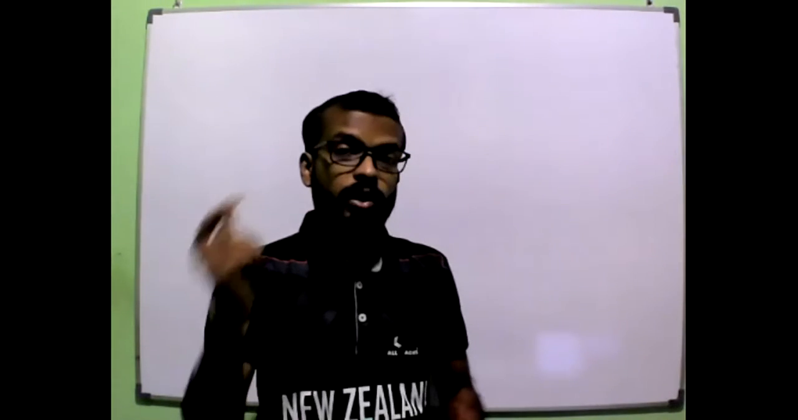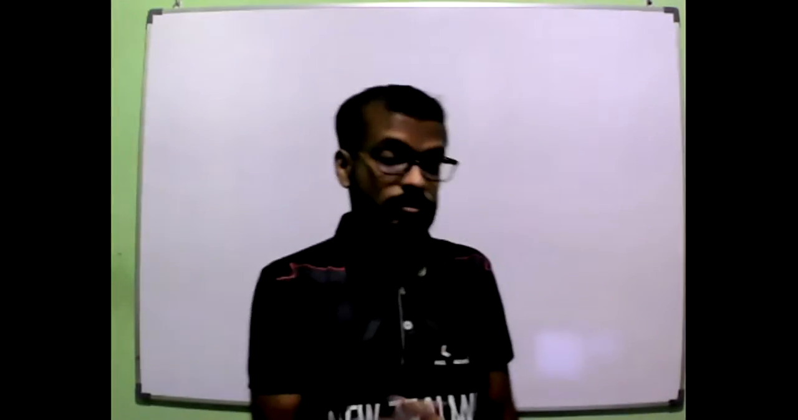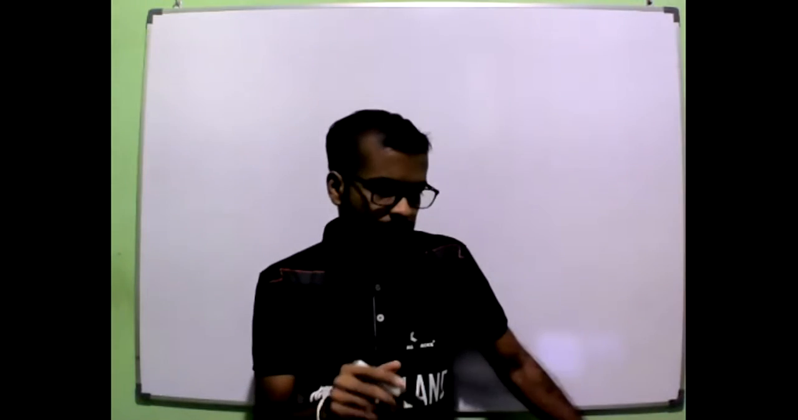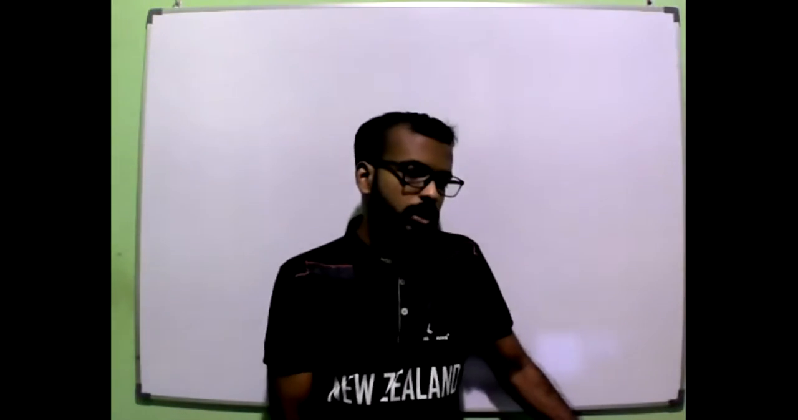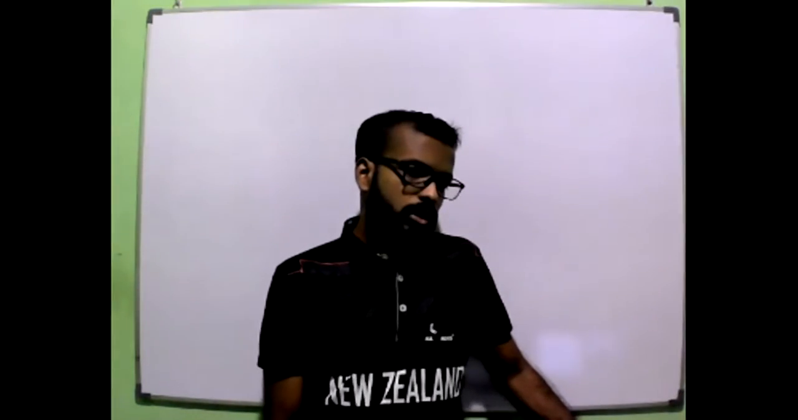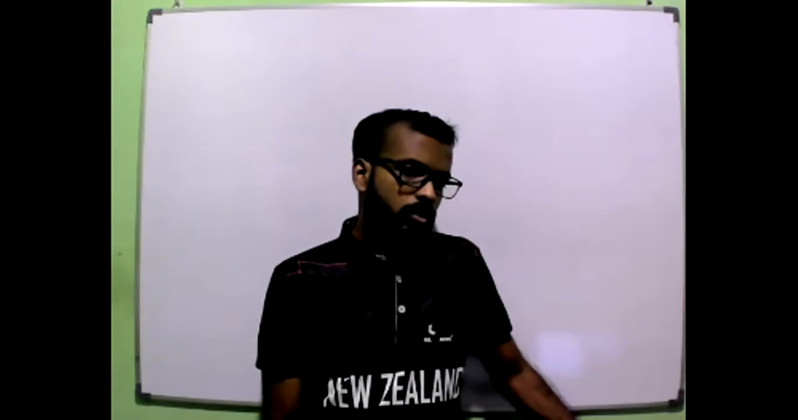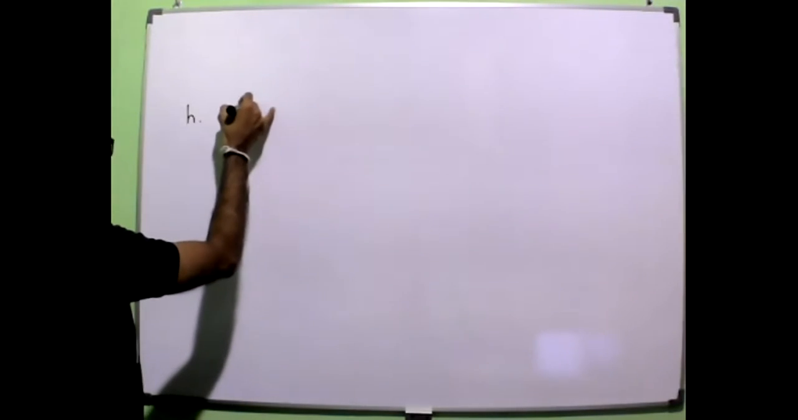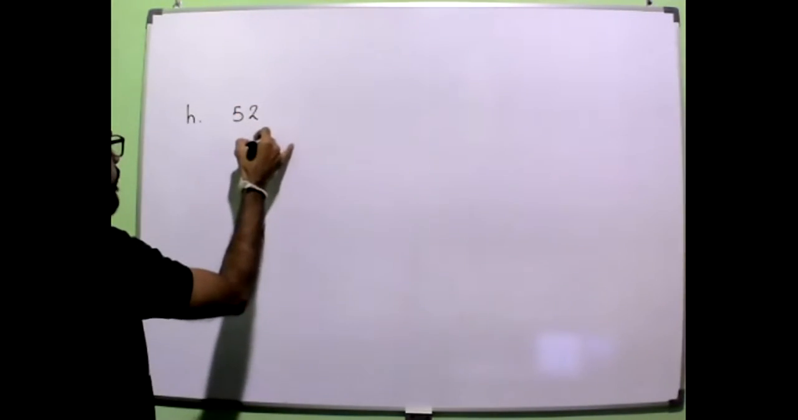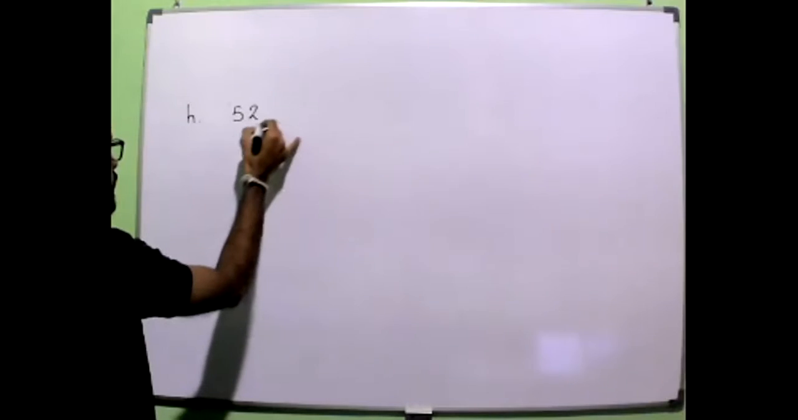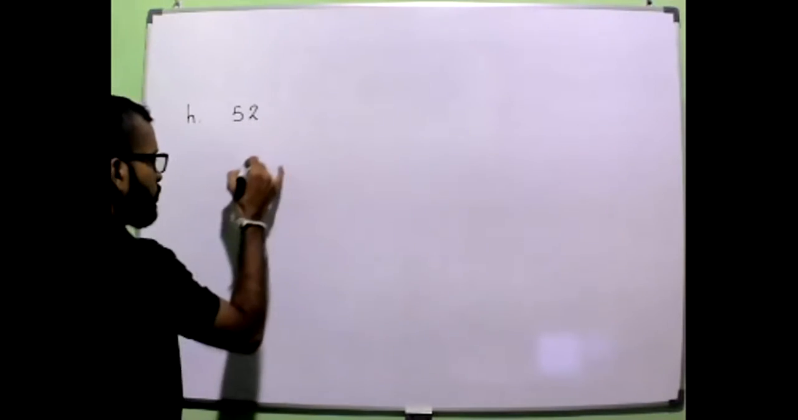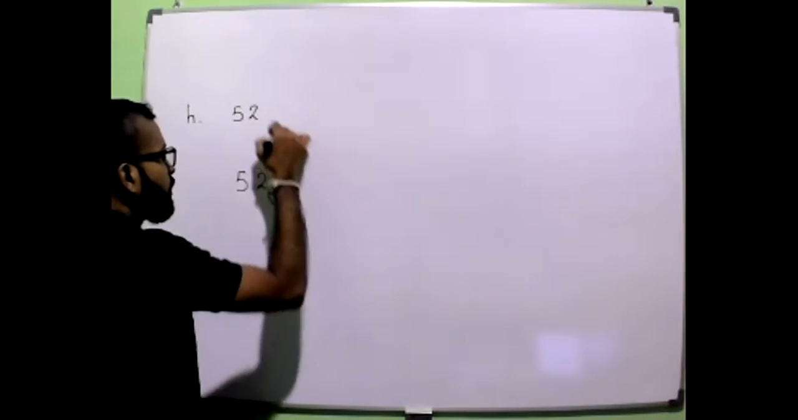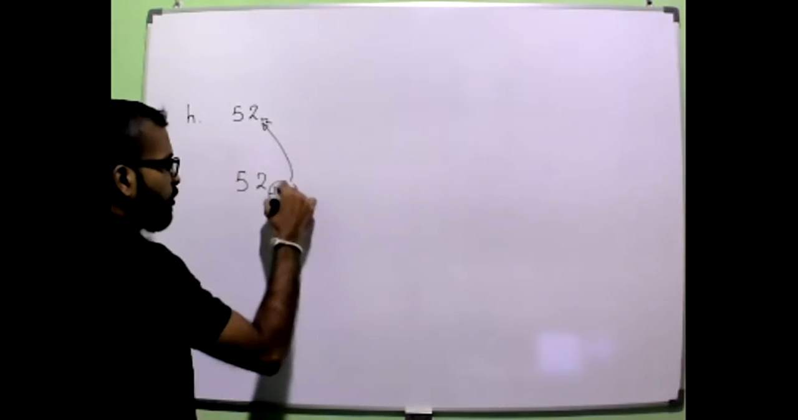So I will remind what we have done in the previous session, right? From exercise 2.1, I will pick 2 or 3 examples. So let's take 52, part H, right? This 52 is in base 10, but you have not been given that. You need to understand 52 is in base 10, right? No need to write this here.